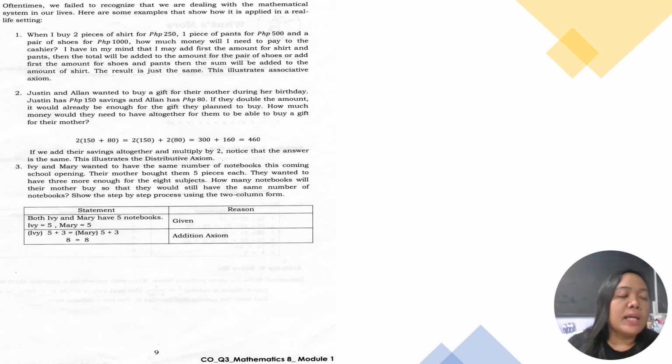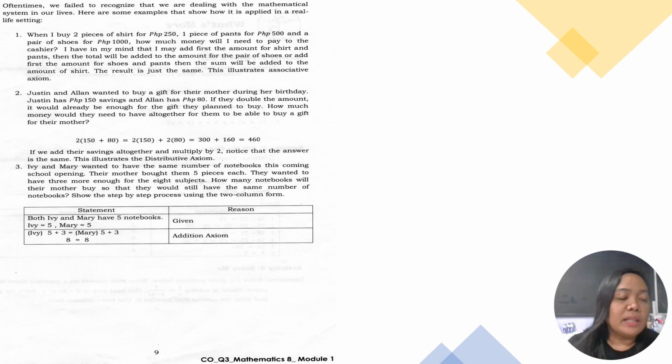For number 3, Ivy and Mary wanted to have the same number of notebooks this coming school opening. Their mother bought them 5 pieces each. They wanted to have 3 more, enough for the 8 subjects. How many notebooks will their mother buy so that they would still have the same number of notebooks? Show the step-by-step process using the 2-column form. So using the 2-column form, we will make 1 column for the statement and 1 column for the reason.